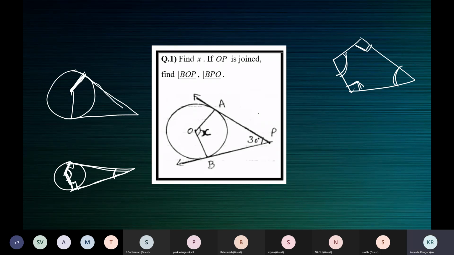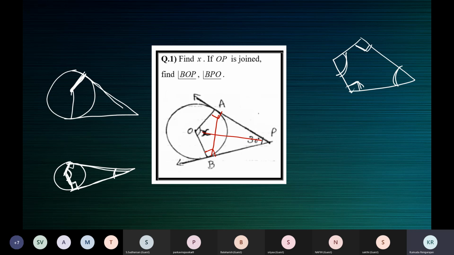So as we understood, this is always 90. This is 90 in a figure like this. This is 90, this is 90. The sum of these two angles is 180. So the sum of these two angles also will be 180. So when you see a figure like this, x is 180 minus 30, 150 degrees.